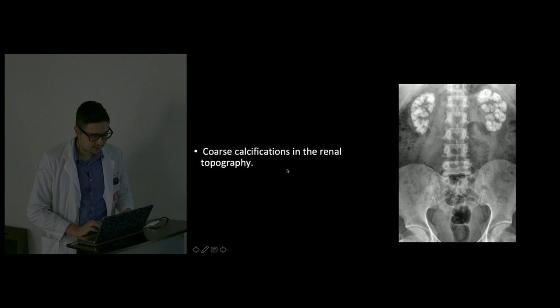Well, on the X-ray, we will find a coarse calcification in the renal topography, and this calcification will draw the shape of the renal medulla. Like in this example here, we see all the medulla of the kidney with the coarse calcifications.